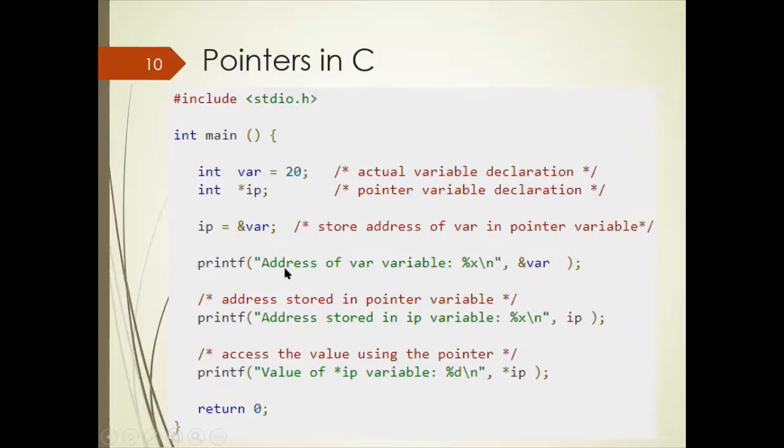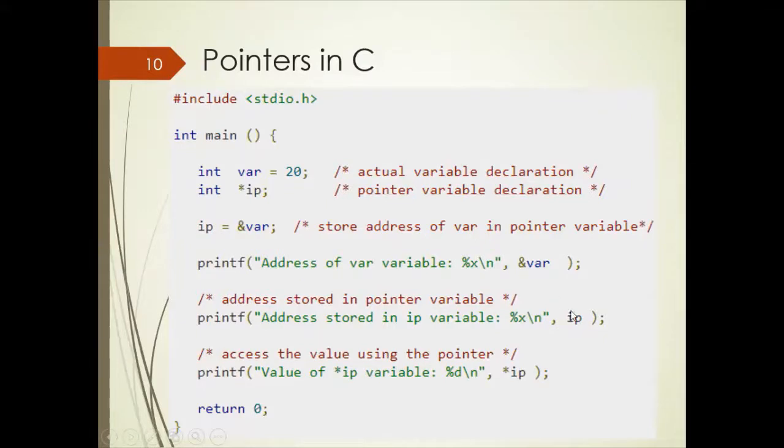Now what if you do something like this? Look at this printf. We are saying address of var variable. This one we've seen earlier. So if you wanted to print the physical address of var, you can just call this one with %x and then you use ampersand var. So this is simply this one. Next, I'm printing the value which is stored at IP. So this line here, you can say address stored in IP is, you are just using IP directly.